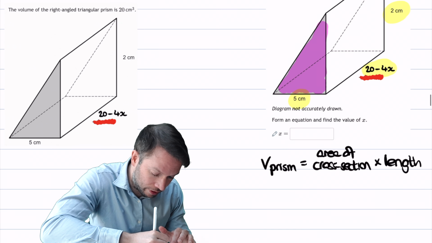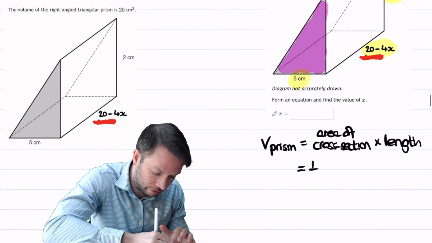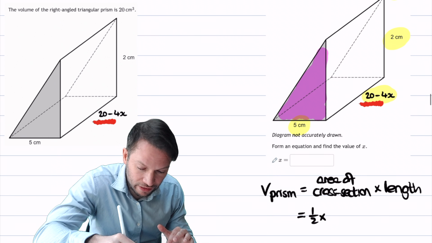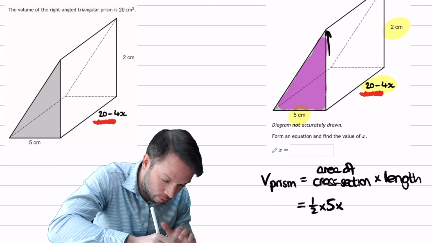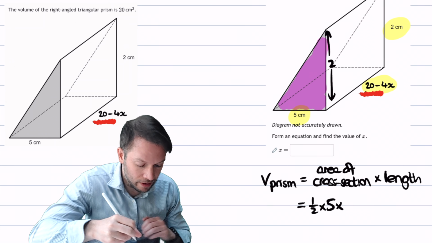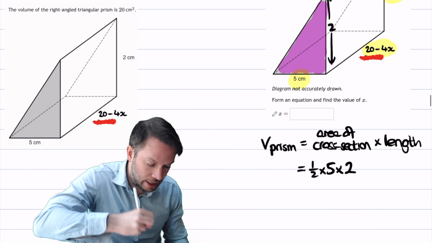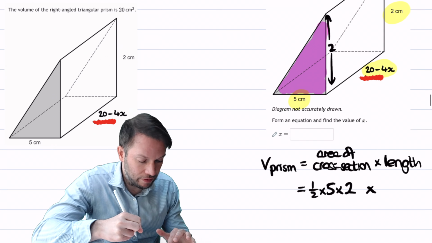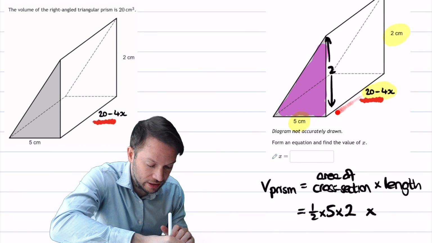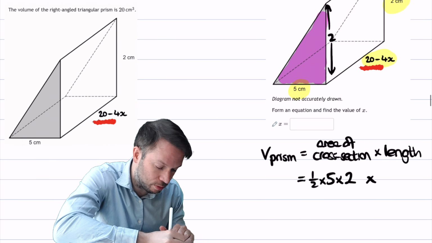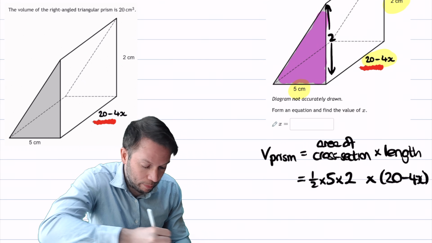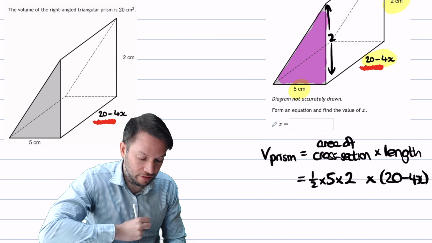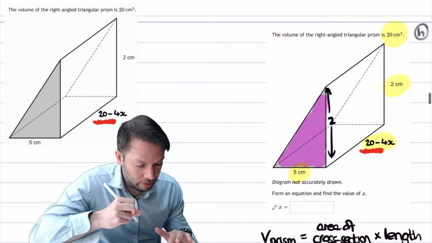So for the area of the cross-section, we're going to do half multiplied by the base, which we've got is 5, multiplied by the height. So this is the height, which we can see is 2. And then we're timesing it by the length of the prism, which is the 20 minus 4x. So we need to put the 20 minus 4x in brackets because we're multiplying by all of this expression, 20 minus 4x.